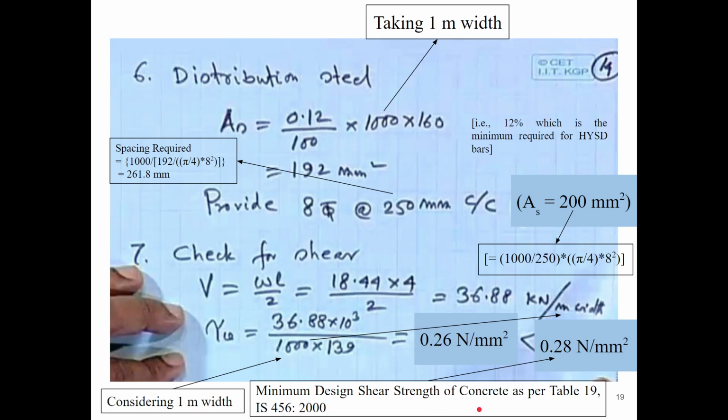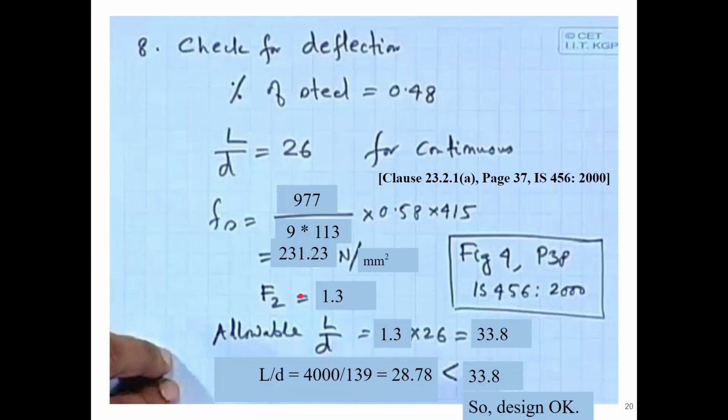That is lesser than the minimum design shear strength of concrete for M20. If you see table 19, the minimum value is 0.28, so it is even lesser than that. That means we don't actually require any shear reinforcement. No requirement of any stirrups, tie bars, or inclined stirrups. So it is safe in that aspect from shear. We can give it if we want to, but we don't require any, because it is less than the design shear strength of concrete.